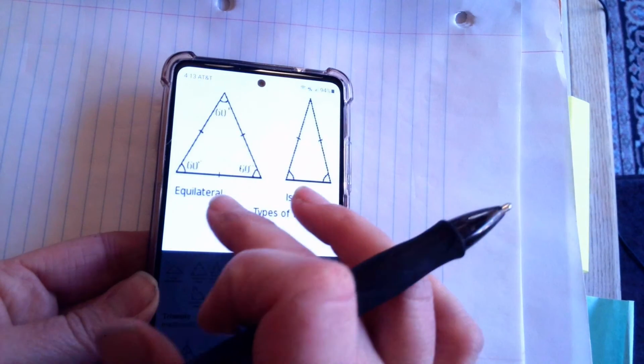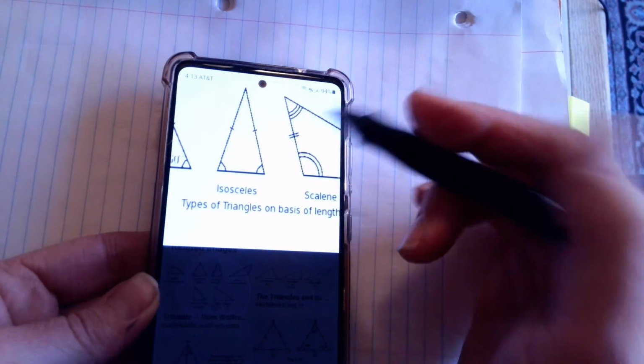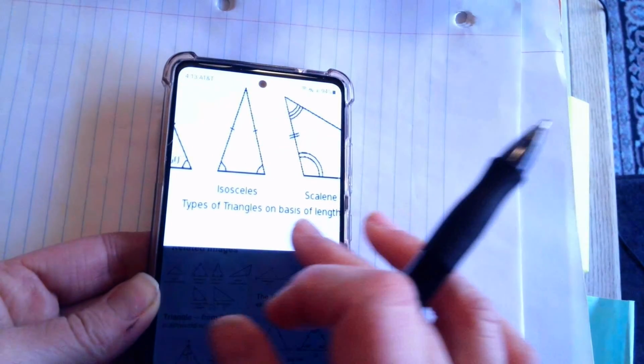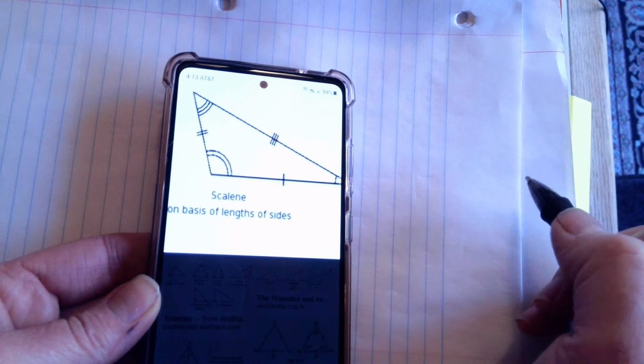So our first one, equilateral, has 3 equal sides. Isosceles has 2 equal sides. And a scalene has 0 equal sides. So that's how we know our triangles.